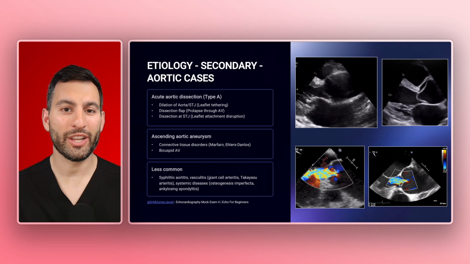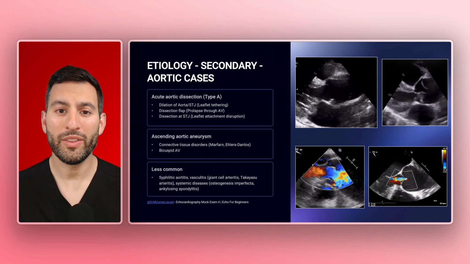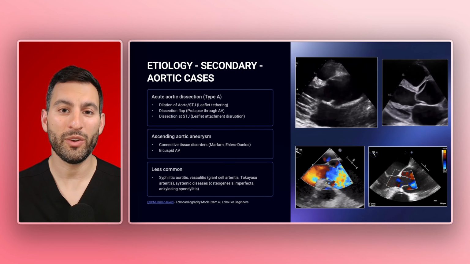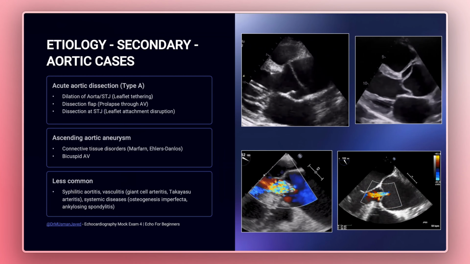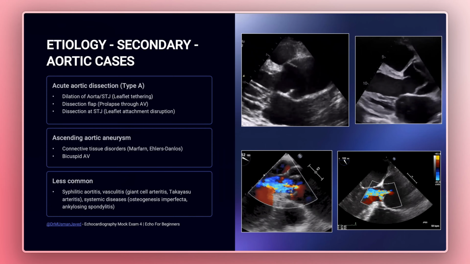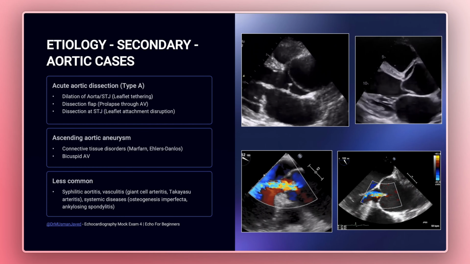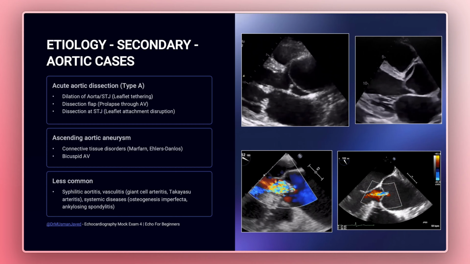What are some of the secondary causes of aortic regurgitation? Well, these can be thought of as aortic pathology, the first of which is an acute aortic dissection. There are a few different ways that this can cause aortic insufficiency, the first of which is if you have dilation of the aorta at the sinotubular junction, which leads to leaflet tethering and malcoaptation.